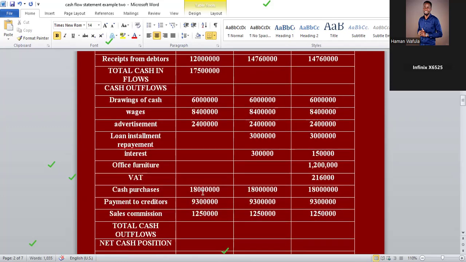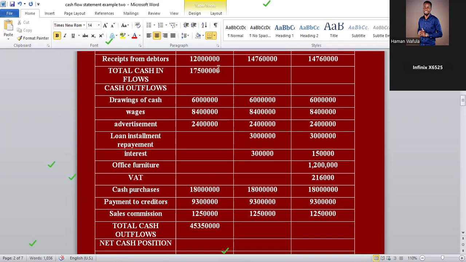Then total outflows for the first month is going to be 6 million plus 8,400,000 plus 2,400,000 plus 18 million plus 9,300,000 plus 1,250,000, which gives 45 million.